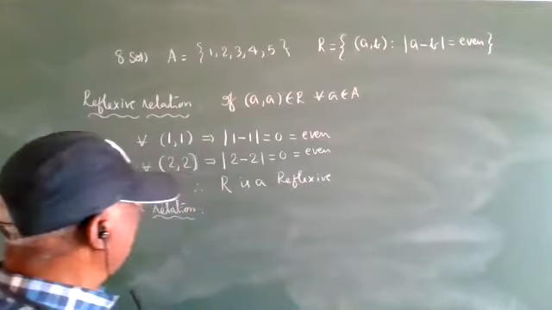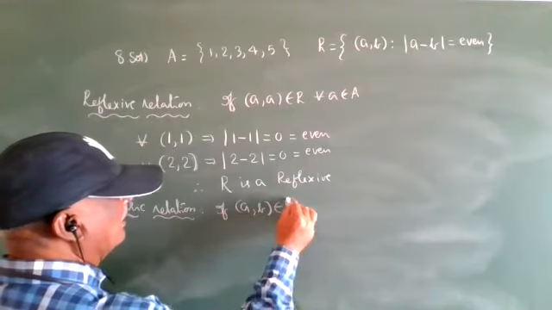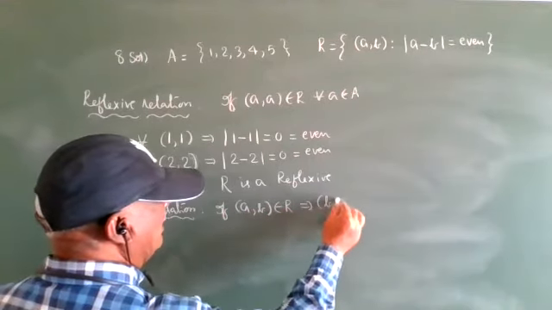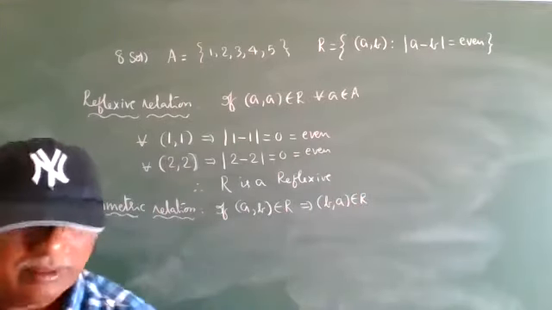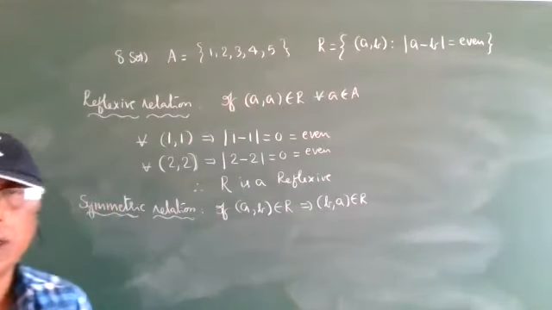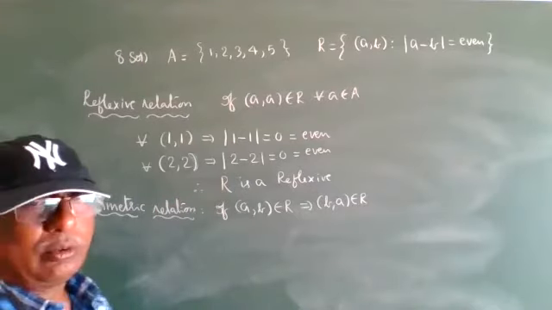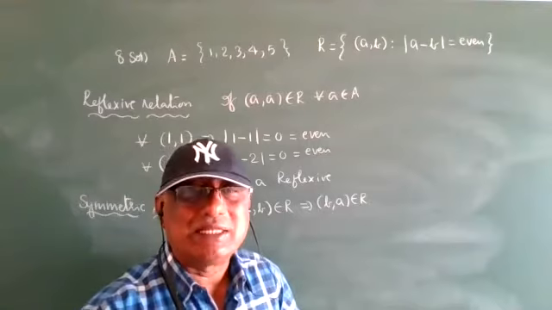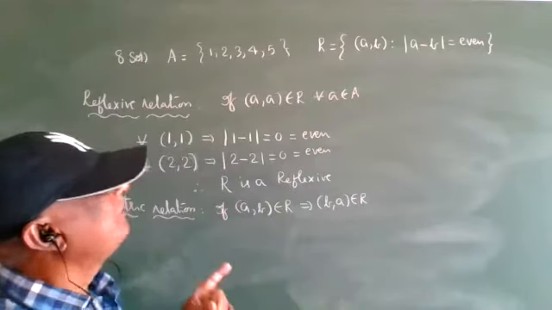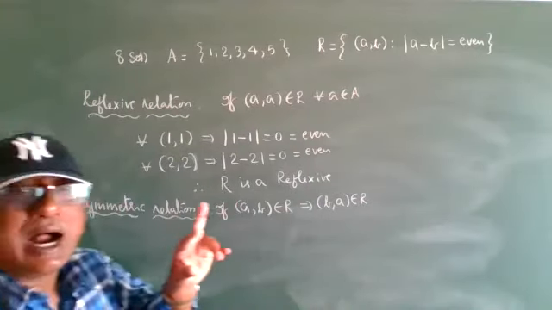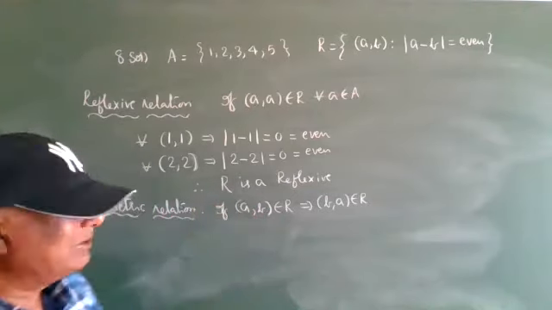What is the symmetric definition? Write down: if (a, b) belongs to R, that implies (b, a) belongs to R. Now take a and b, two different numbers. Its difference is required to be an even number. Odd numbers we can take, and their difference is an even number.